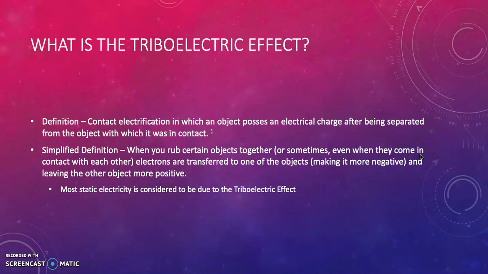So this means that one object will end up more negatively charged because it will have accumulated more electrons, whereas the other object in this case that was rubbing against it will be more positively charged because it will have had its electrons stripped from it. And so this then is the separation of charge that we determine to be the triboelectric effect.